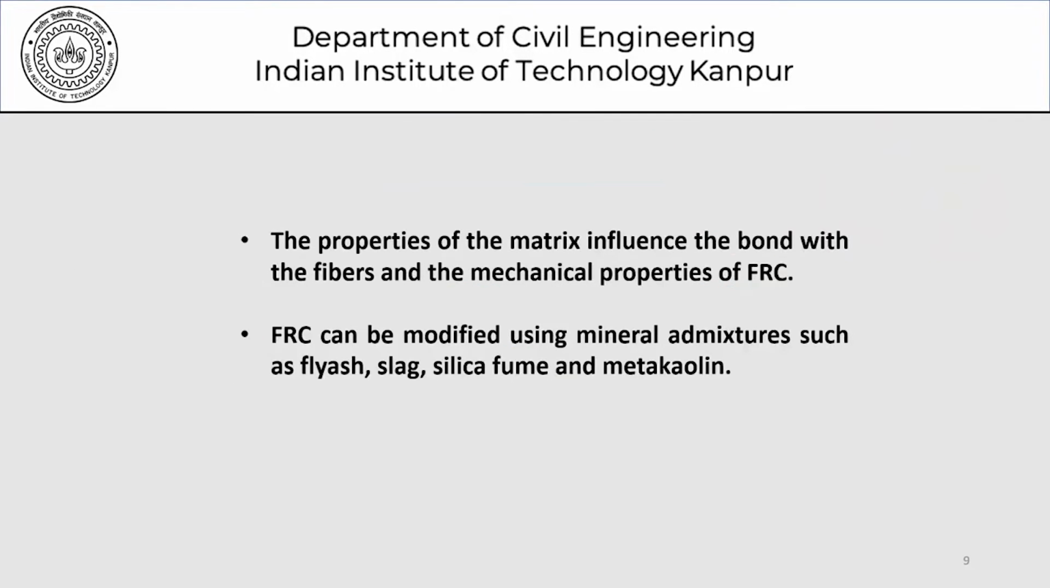The properties of the matrix influence the bond with the fibers and the mechanical properties of the fiber reinforced concrete, and fiber reinforced concrete can be modified using mineral admixtures such as fly ash, slag, silica fume and metakaolin. So this modification here is for the modification of the matrix properties. So of course, if we change the matrix properties, the properties of the fiber reinforced concrete, which is the composite, will obviously change.